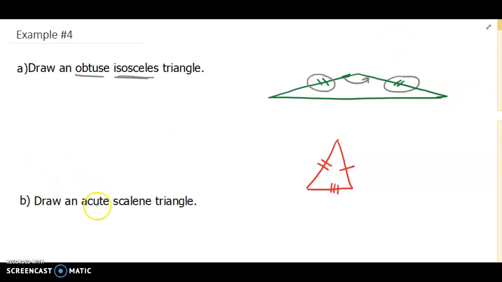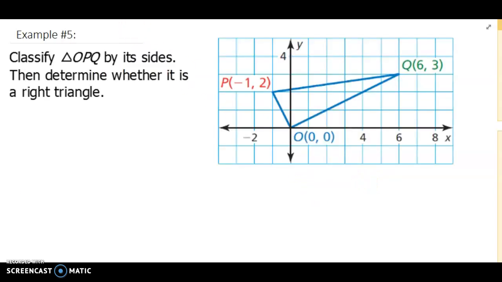All right, so down here we want an acute scalene triangle. So acute, all of these angles are less than 90 degrees, so it's acute. And then a scalene triangle is just a triangle where all three sides have different lengths. So I just put 1 hash, 2 hash, and 3 hash marks right here to signify that each one of these are different lengths. All right, guys, so let's look at example 5 now.